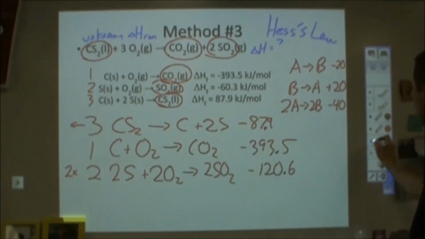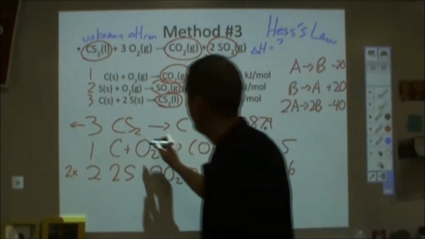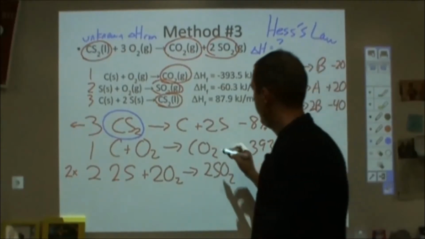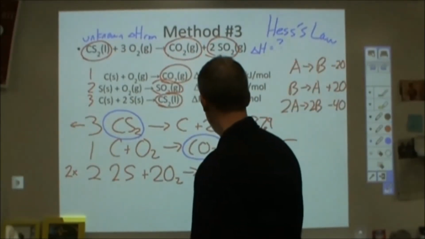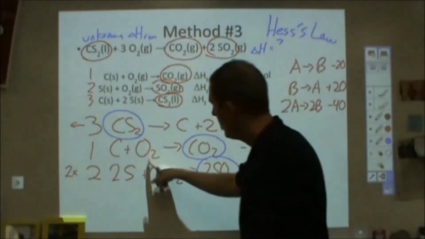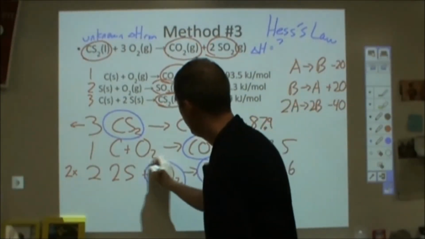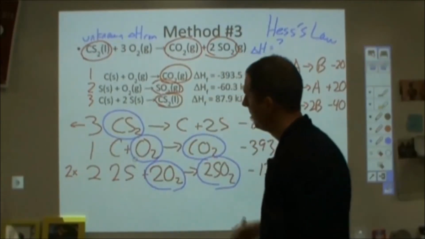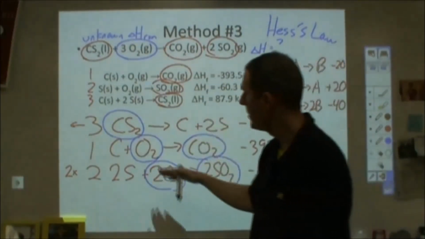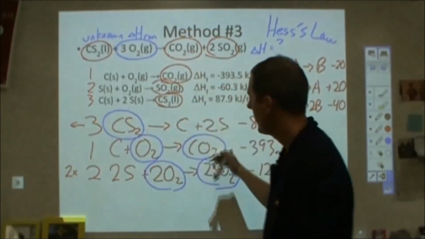All right, now let's take a little analysis time here. So I have my carbon disulfide here. I have my CO2 here, my SO2 here. Okay. I also have an O2 and then 2 O2s. That's 3 O2s, which is what I'm looking for. So that's now good. And then the other things I have, so when I combine these reactions, I'll end up with the reactants and products I need.